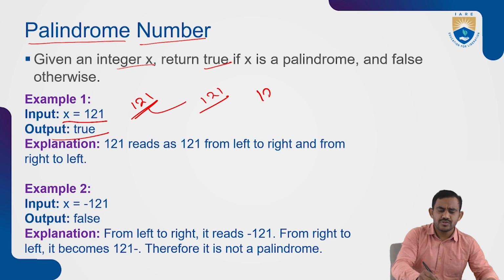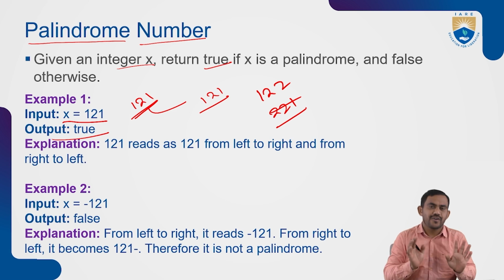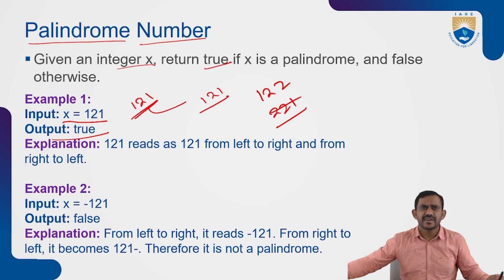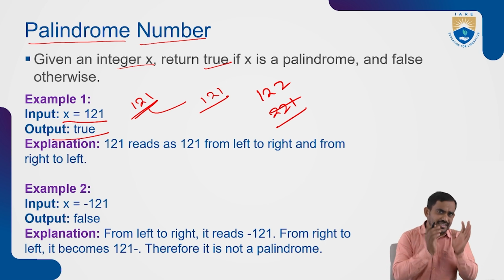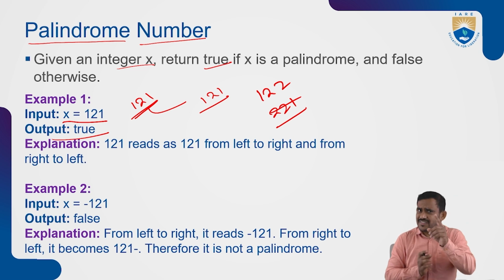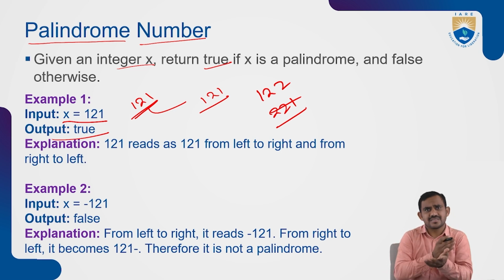121, 121. If you go for the reverse, we have the same. If suppose 122, reverse means 221. Both are not the same, so that means it's false. The condition is very simple. He has given an integer, x value 121 or any other number. Then check the reverse, and see whether we have the same number or not.